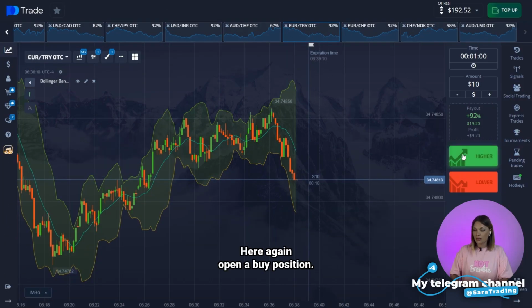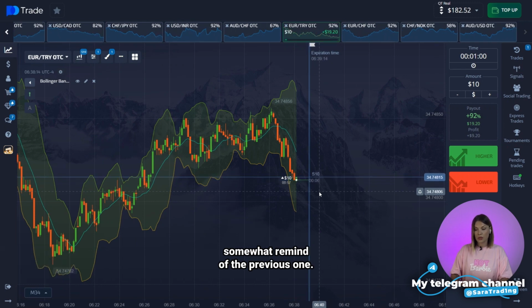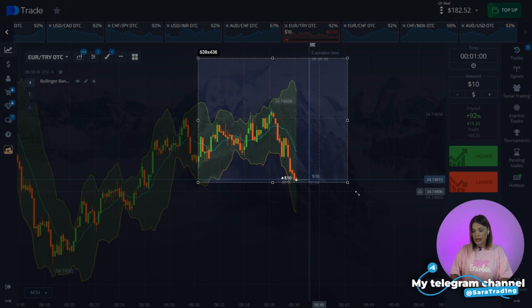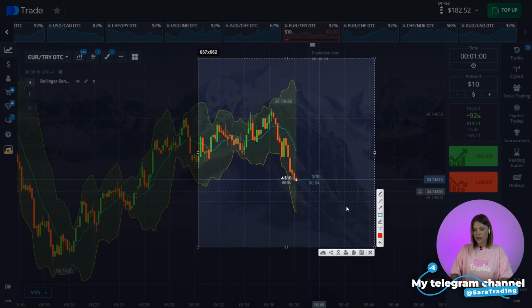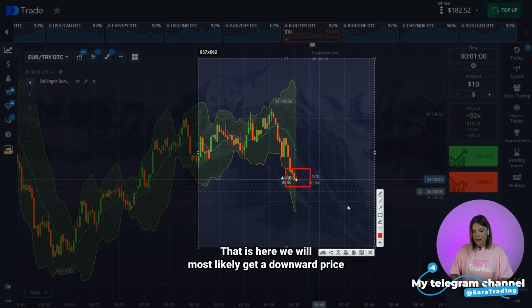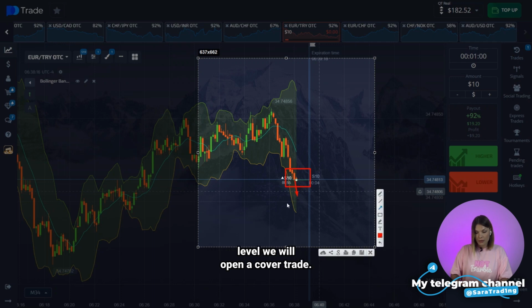Here I again open a buy position. Look carefully, the situation somewhat reminds of the previous one, because again our price touches the lower Bollinger channel. In fact, it didn't even touch. That is perhaps this very situation will be the moment when we will open trades with you on overlap. That is, here we will most likely get a downward price movement, and approximately from this level we will open a cover trade.